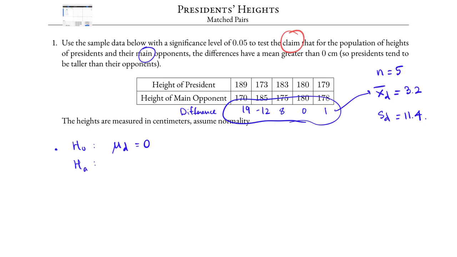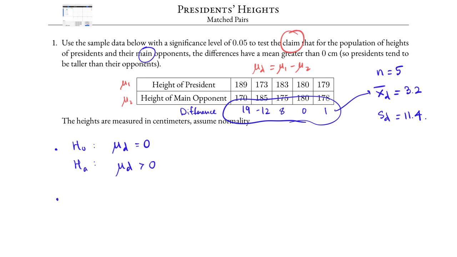So if mu 1 represents the average height of all presidents, and mu 2 represents the height of all main opponents, then we're looking at the difference mu sub d equals mu sub 1 minus mu sub 2. And earlier we took observation 1 minus the corresponding observation 2, and so on. Because we want to check if mu sub 1 is greater than mu sub 2, we would have to check the difference to be positive so that mu sub 1 is greater than mu sub 2.